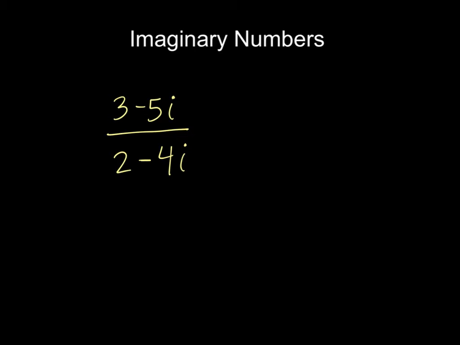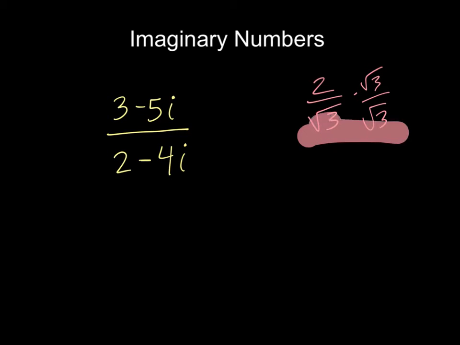Okay, so to divide two complex numbers, we're going to use a technique called rationalizing. You've probably rationalized expressions that had square roots in the denominator. So just as a side note, if you had 2 over the square root of 3, this is irrational. You can't divide by an irrational number, so we multiplied by the square root of 3 over itself. At some point you probably did that.